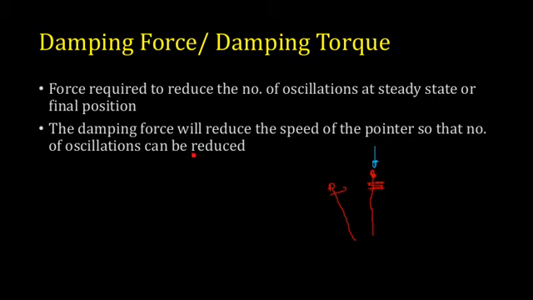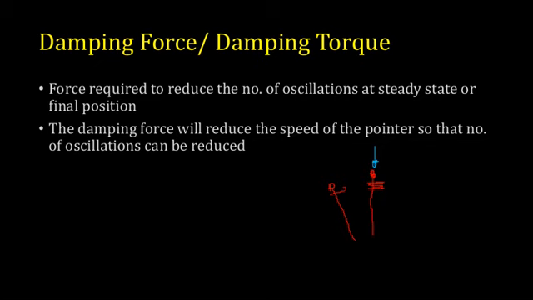What the damping force does is reduce the speed of the pointer so that the number of oscillations can be reduced. If your damping force is not there, the pointer may overshoot this value, and then you will have a large number of oscillations. So in order to reduce the oscillations at this required point, or the steady state, you have some damping torque which is provided.